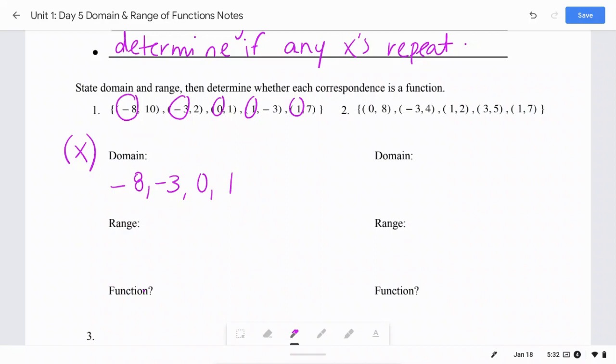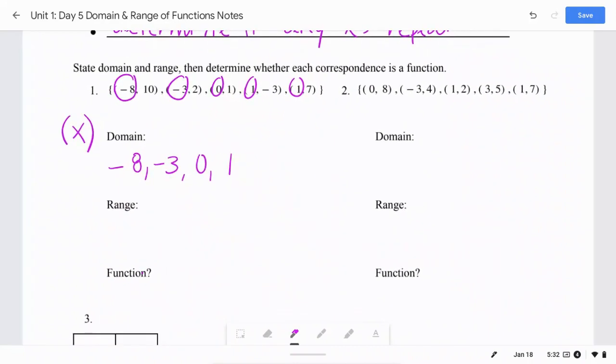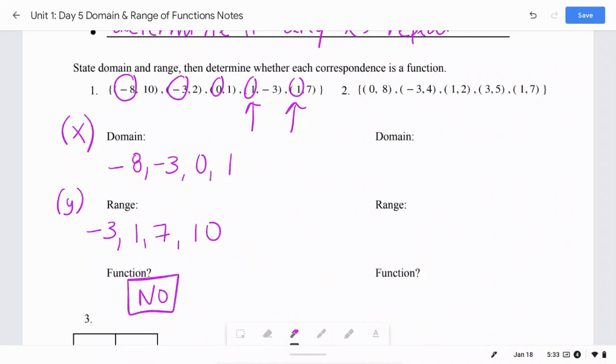Then for the range, I'm going to look at the y values and put them in order from smallest to largest. Now, this is a little bit more challenging because the y values are out of order. So the smallest y value is -3, then +1, +7, and +10. Now, to see if it's a function, we're going to think about, do any of the x values repeat? And they do. In the last point and second to last point, we both have a 1. So therefore, it's not a function because the x values are repeating.